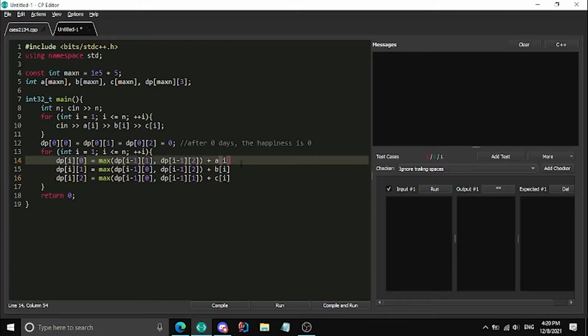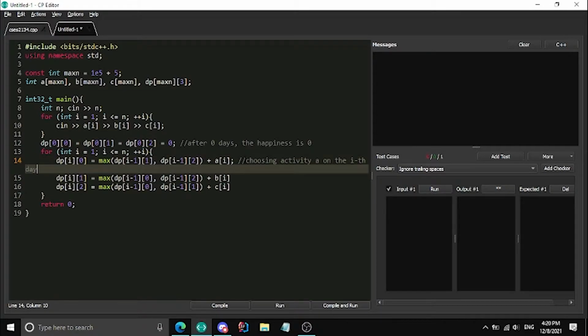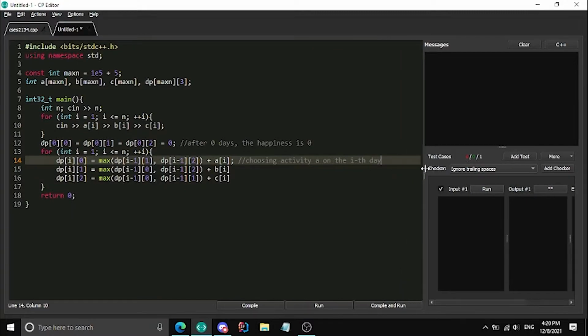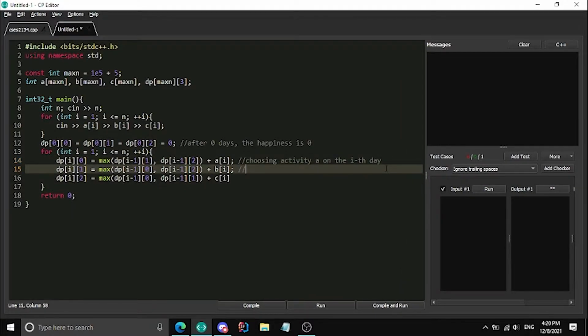Okay, so this is for choosing activity A on the ith day. That's kind of annoying. This is for choosing activity B. And this is for choosing activity C on the ith day. And again, what's the difference between these transitions?